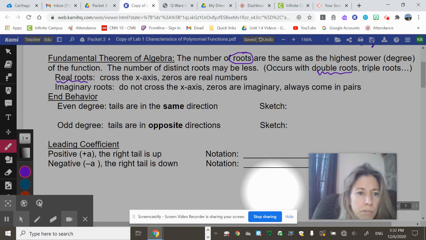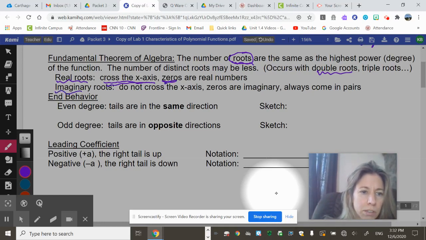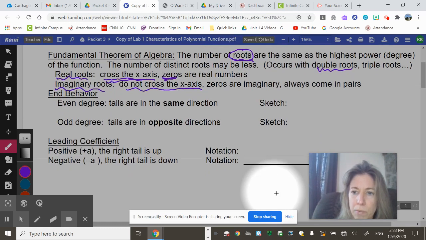There are different types of roots. We've learned about real and imaginary numbers. When we have roots that are real, they will actually cross the x-axis. They're also called the x-intercepts, because they cross the x-axis. They're also called zeros. If we have imaginary roots, they will not cross the x-axis, and imaginary roots always come in pairs. We'll talk about this later.